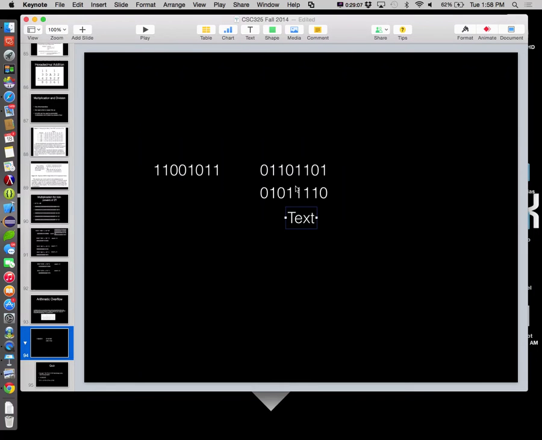So this first one, this is the 1s, 2s, 4s, 8s, 16s, 32s, 64. So this is 96, 104, 108, 109. And this is the 1s, 2s, 4s, 8s, 16s, 32s, 64. 64 plus 16 is 80, 88, 92, 94. So this is negative 94, because this was a 2's complement, right?